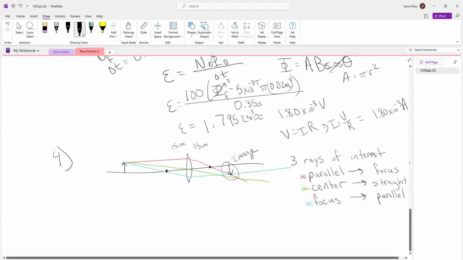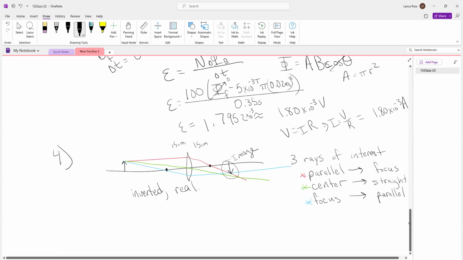All right, so from this, we can tell that our image is going to be inverted, and it's going to be real. I can't really tell if it's enlarged or not from this diagram because it is a rough sketch, so I don't know what the magnification looks like. But we can find the location and the size of the image using our equations.